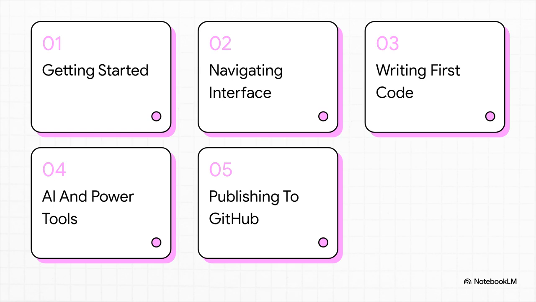So, here is our roadmap for today. 1. Getting started. 2. Navigating the interface. 3. Writing your first code. 4. AI and power tools. And 5. Publishing to GitHub. This path is going to take you straight from a totally blank screen to a published project.